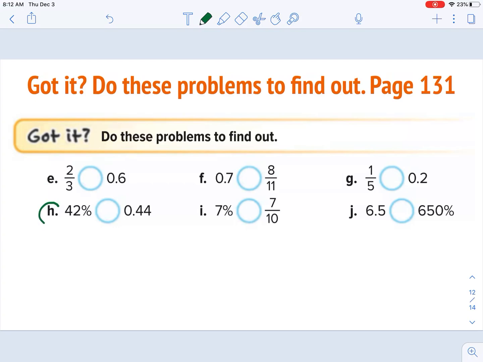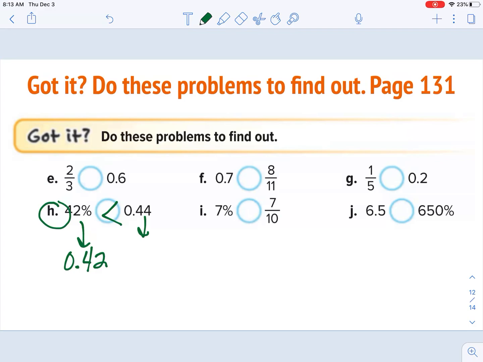So in this example, H, we have a percent and we have a decimal. We can make them both into the same thing. So maybe we'll change them into percents or change them into decimals. Why don't I change 42% into a decimal? And then it is clear to me that 44 is bigger than 42. So this one is bigger.